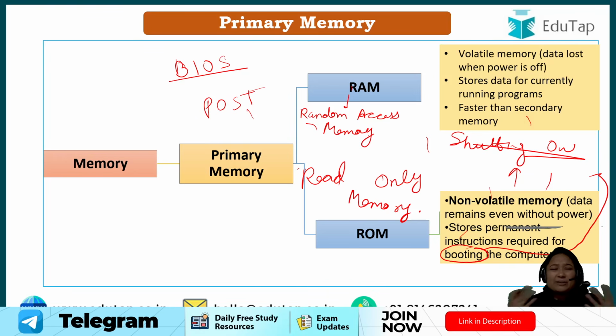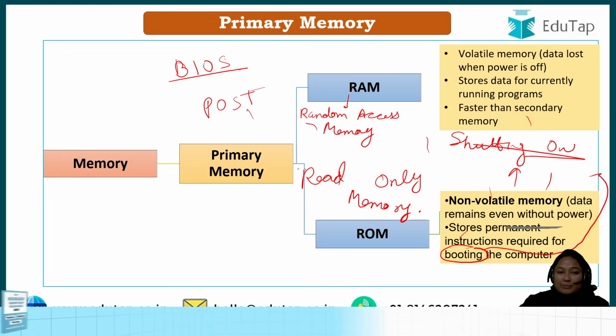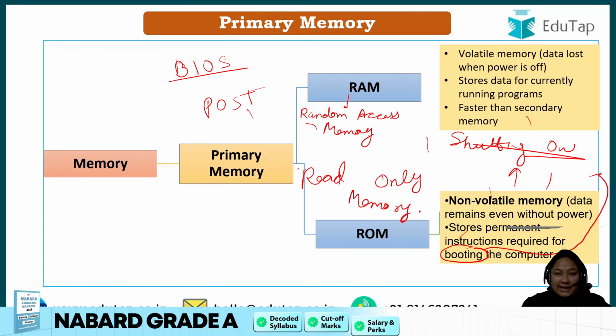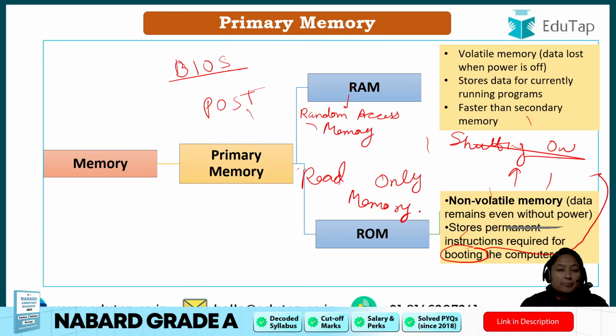Basically, whenever we wake up, what do we do first? We open our eyes and then check our body parts. Okay, my legs are working, my hands are working, I'm able to lift my head, these kinds of things. So the computer will do the same.